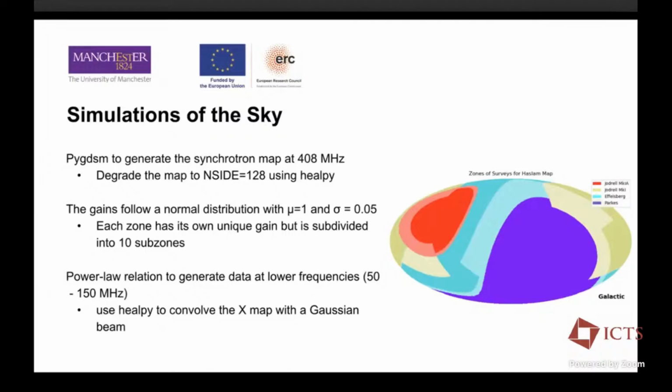We then use a power law relation to generate the data at lower frequency, between 50 and 150 megahertz. And then we use HEALPix to convolve the X map with the Gaussian beam.